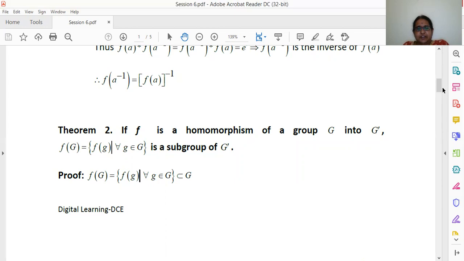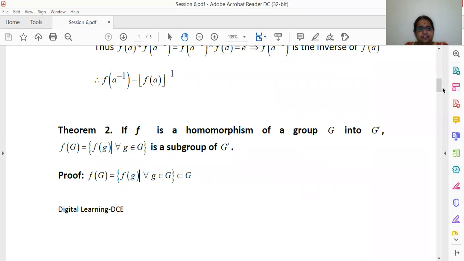Now what we have to show is that f of G is a subgroup of G dash. From the definition of subgroup, if G is a group and H is a subgroup of G, then the first condition is H should be a subset of G. Then second, either we can show that H is a subgroup by itself, or we can use the property of the subgroup, that is, if a, b belong to H, then a b inverse also belongs to H. So we shall use that property and prove that f of G is a subgroup of G dash.